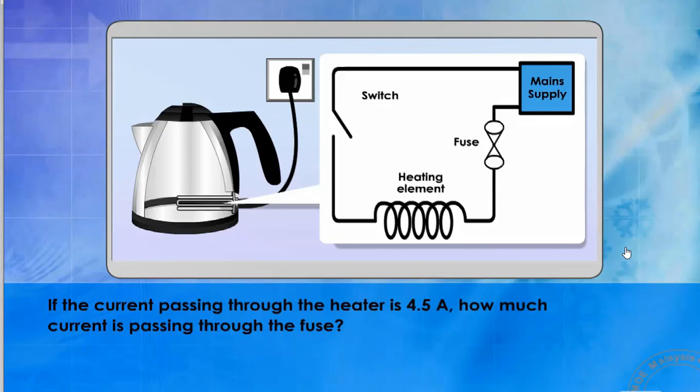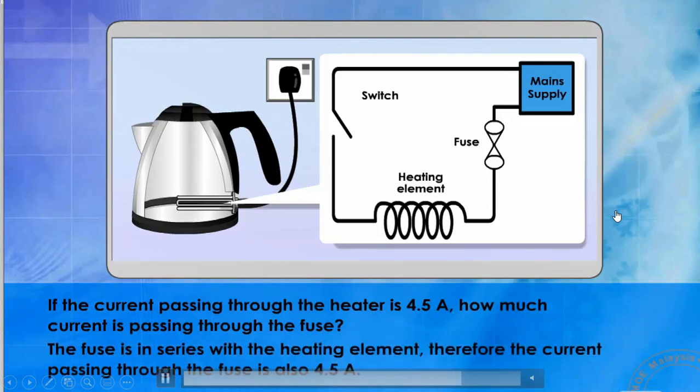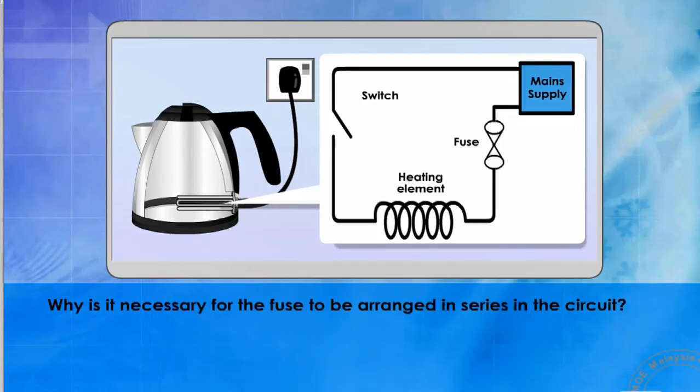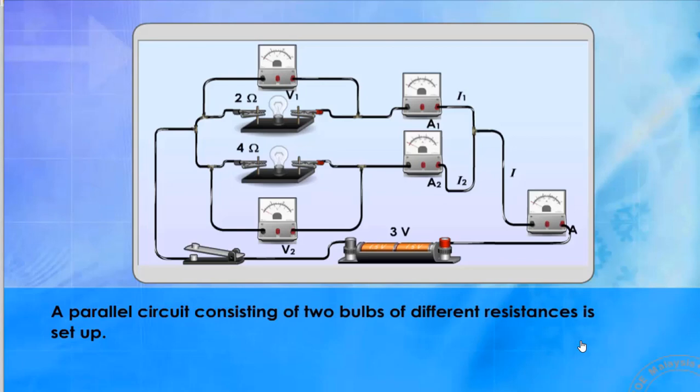If the current passing through the heater is 4.5 ampere, how much current is passing through the fuse? It must be the same, that is 4.5 ampere also. Why is it necessary for the fuse to be arranged in series in the circuit? The fuse is always arranged in series so that it can break the circuit should there be an overflow or leakage of current.